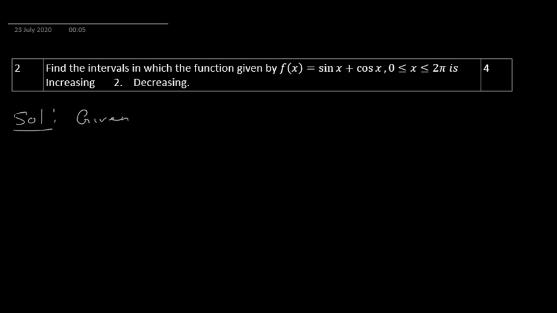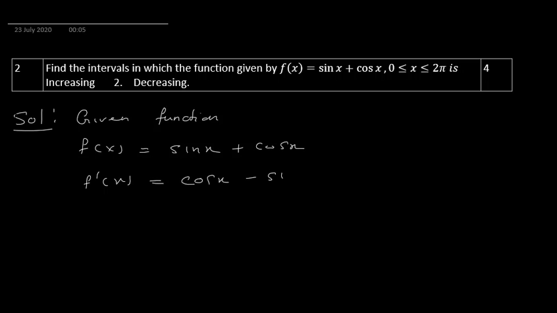So we have the given function f(x) as sin x plus cos x. What you do is differentiate this function. So the differentiation of this function will give you f dash x equal to cos x minus sin x, since the derivative of sin x is cos x and the derivative of cos x is minus sin x. This is your step number 1. This is your step number 2.